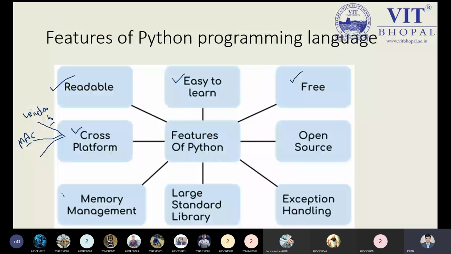Now next one is memory management. Since Python has a huge library, whatever we write in 10 to 20 lines, we can write in 2 or 3 lines in an easy way. So it saves memory. Next we have the large standard library. As I told you in the previous slide, it has a huge number of libraries. Of course, we will see each and every library one by one.